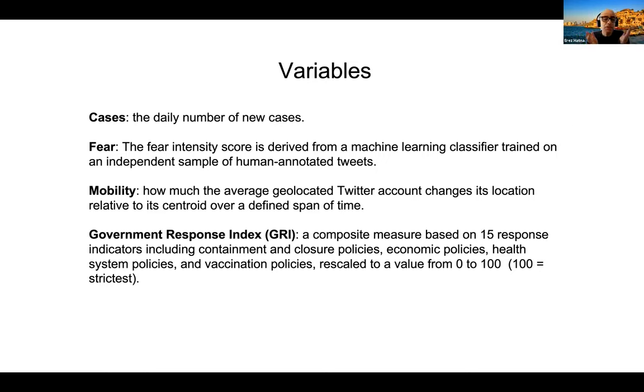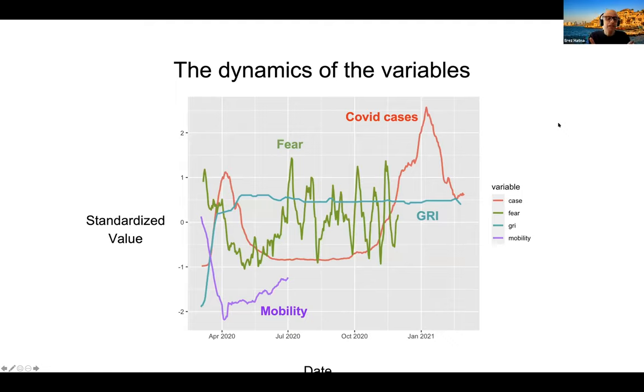Now that we know something about what we are measuring, let's see how the data looks. This is a temporal graph. Let's look at the COVID cases, the red curve. You can see what we know: we had two waves, one around April, another around January. The second wave was larger than the first, just like Josh showed us. There was a first wave, a time of relaxation, and then a second wave. All these variables are standardized, with a mean of zero and standard deviation of one, to make them comparable because they have different units.